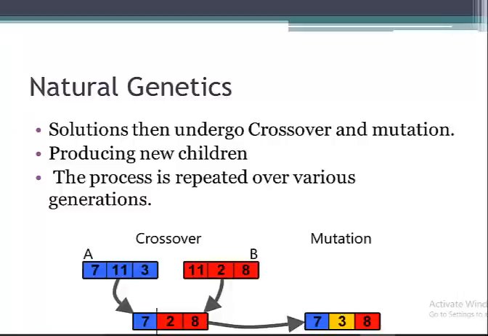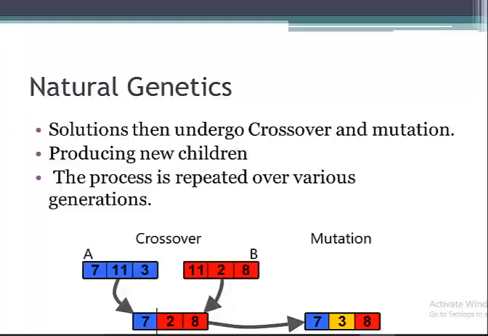Genetic algorithm, remember, is an iterative process, and in each iteration the set of possible best solutions are selected, and natural genetics is applied on these solutions. For example, look at the diagram present in the slide. You can see we have A and B. Let's suppose A and B are two solutions that are selected in the current iteration. A actually represents 7, 11 and 3, and B has 11, 2 and 8.